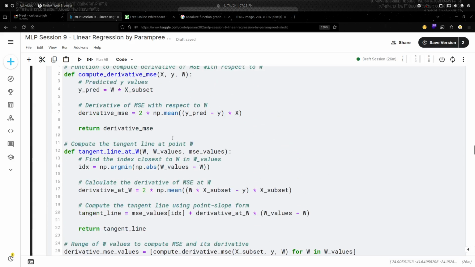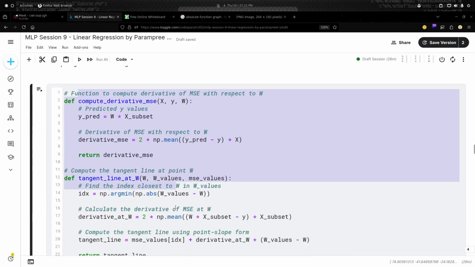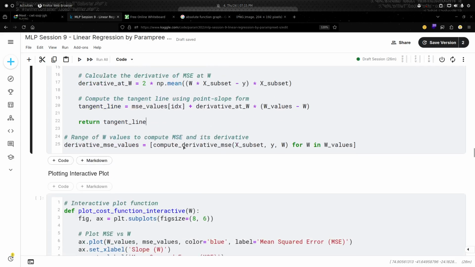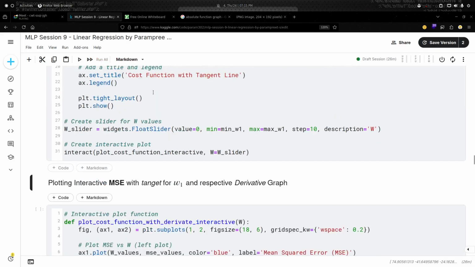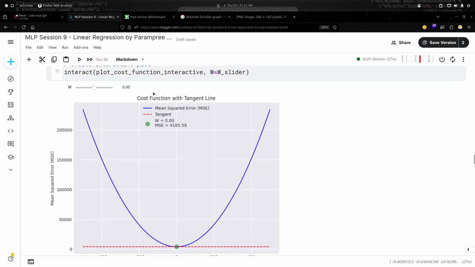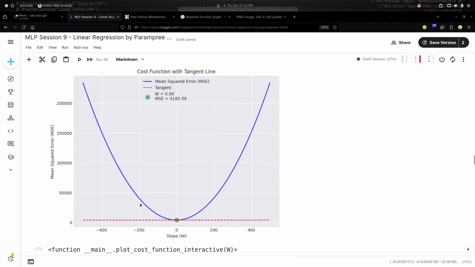Okay, I have one more graph for you to explain this. These two functions you can ignore. Let me run the graph directly. So this is the graph. Here, this green circle is the w we are at, and this red line is the slope. You can see at w equals 0, the slope is also 0, right?